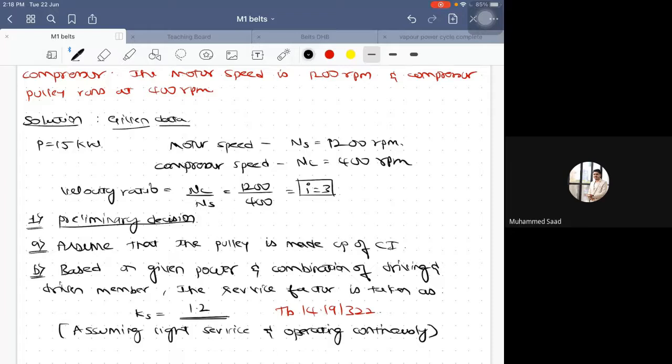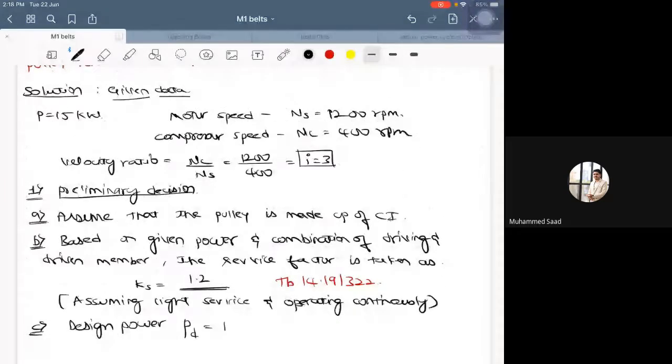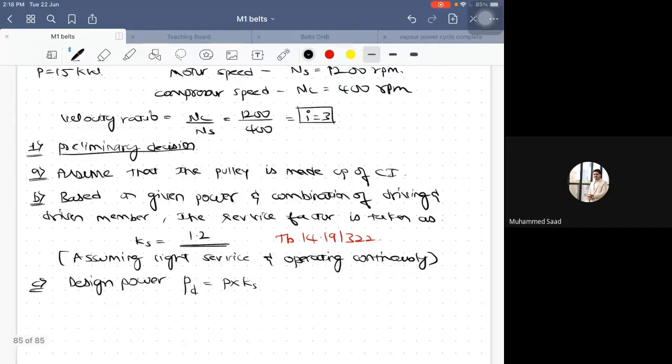Okay, just write that statement. Step number C in the design procedure says design power has to be calculated. So how do you calculate your design power? It is very simple. P_D is P cross Ks. So P is 15 cross 1.2, which would be 18 kilowatts. So the design power is 18 kilowatts.